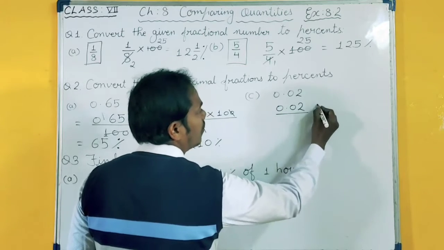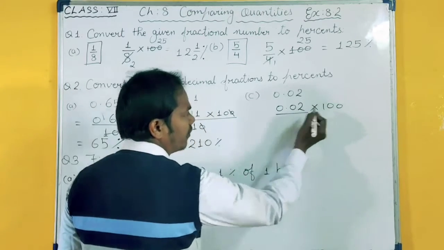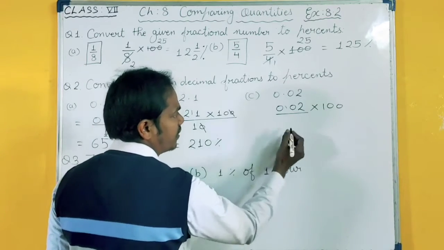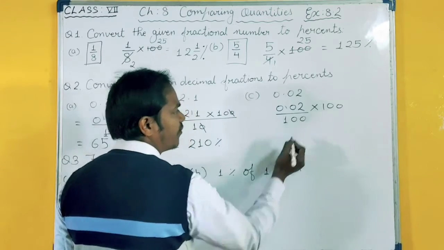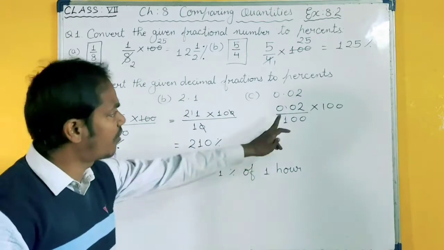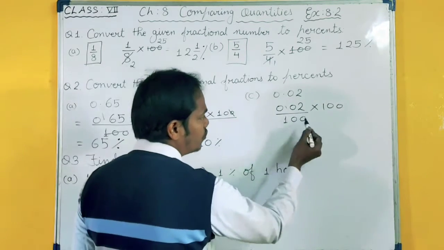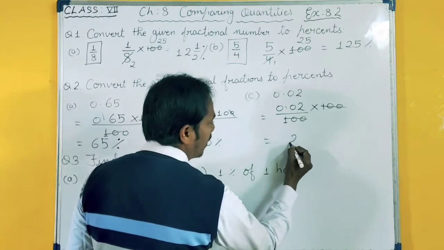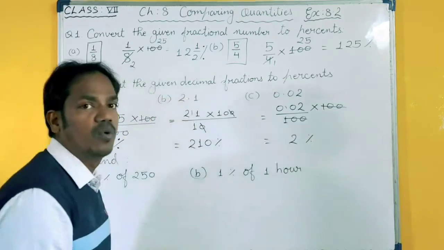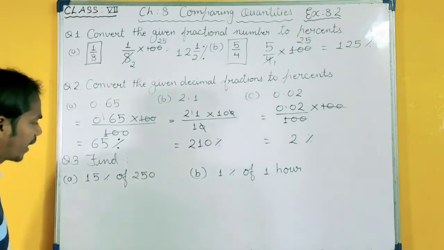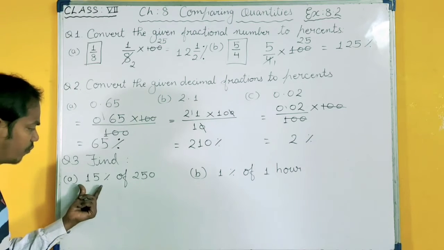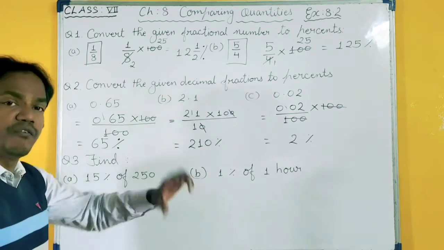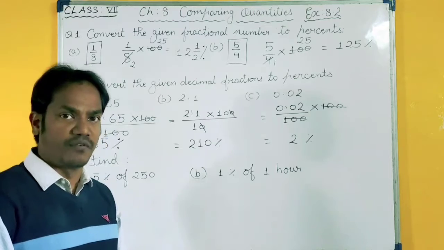Same way, 0.02 multiply by 100 to convert into percentage, and when I remove this decimal, I will get 100 in the denominator because after the decimal 2 values are there. So 2 zeros. 100 to 100 cut. What is remaining? 2. So your answer is 2%.